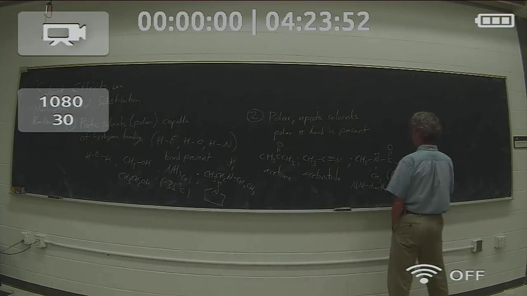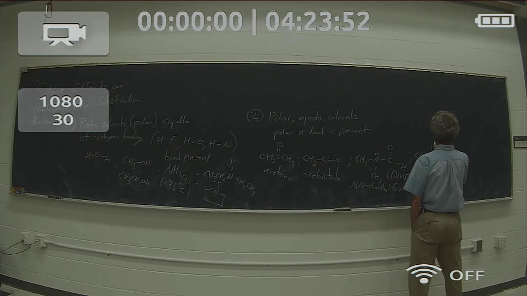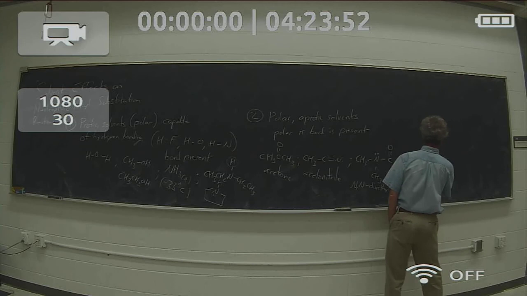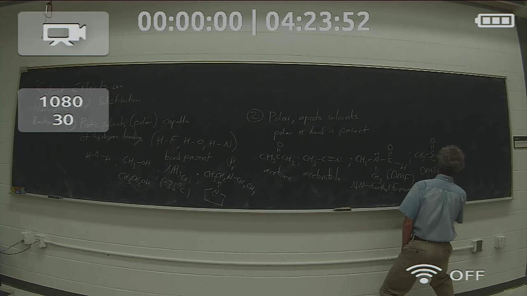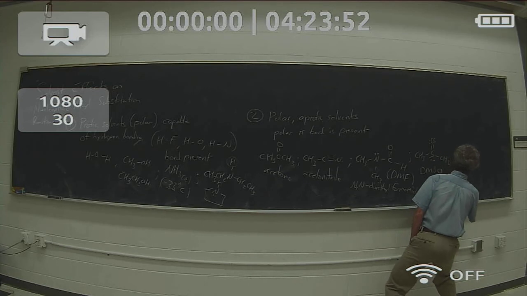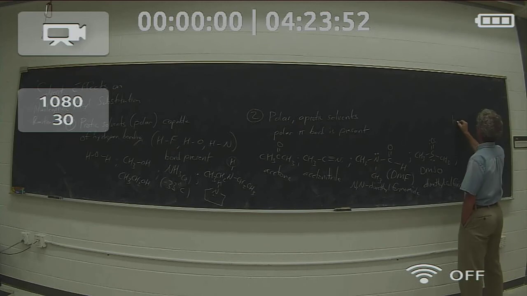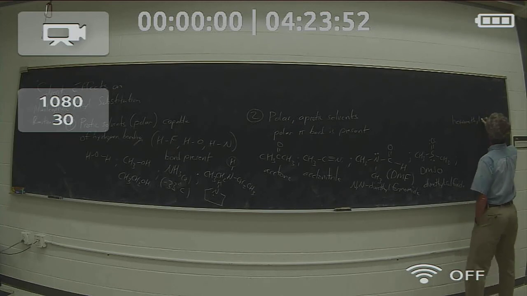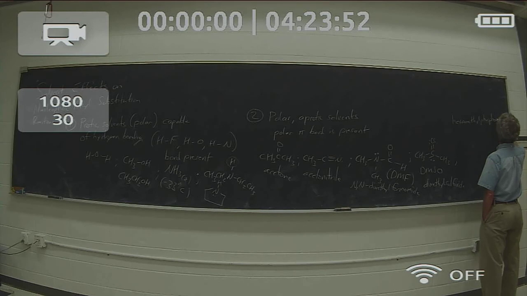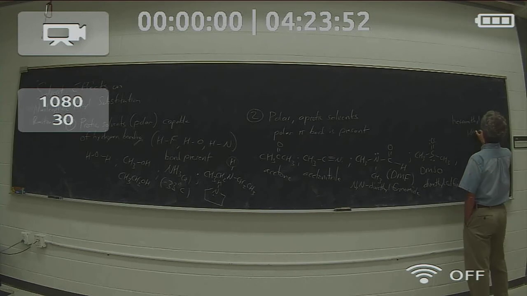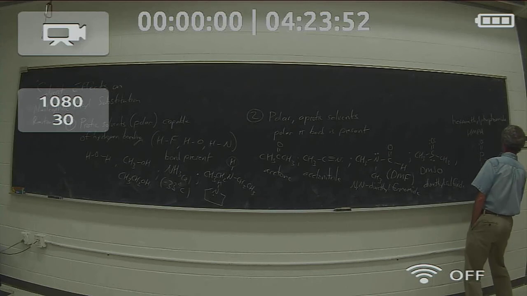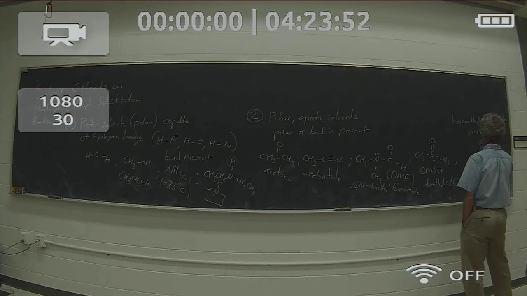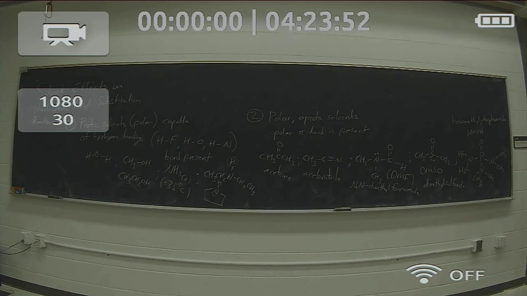And then two other important polar aprotic solvents are dimethyl sulfoxide, abbreviated DMSO, and hexamethylphosphoramide, which is abbreviated HMPA, with dimethylamino groups attached to the phosphorus. So in all cases, we have a polar pi bond.